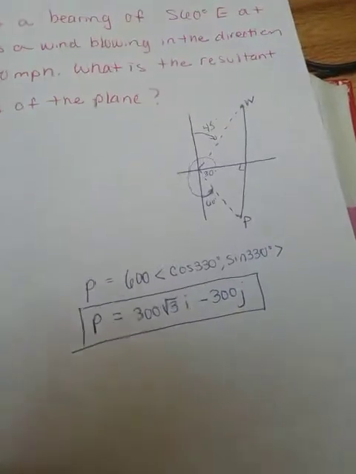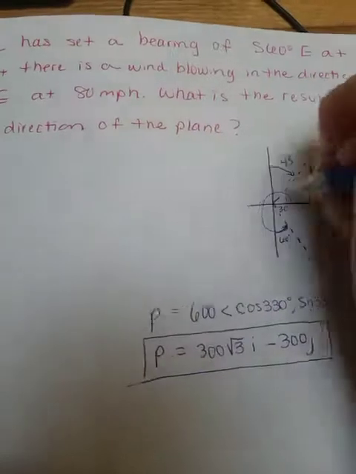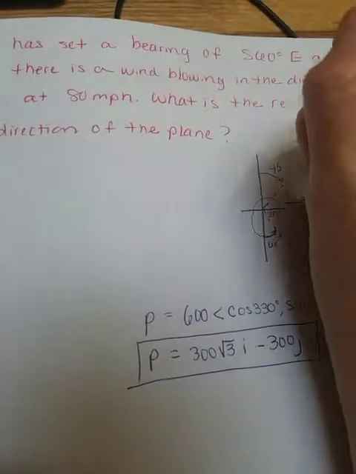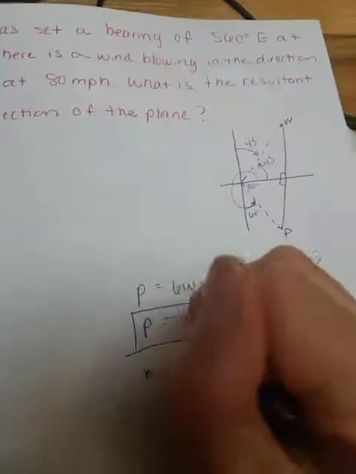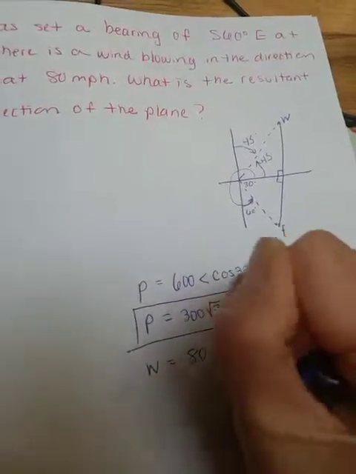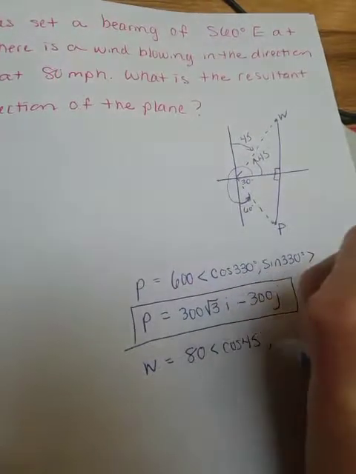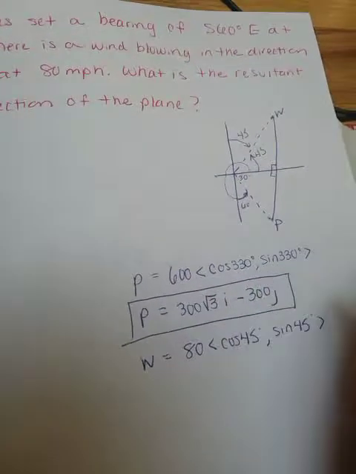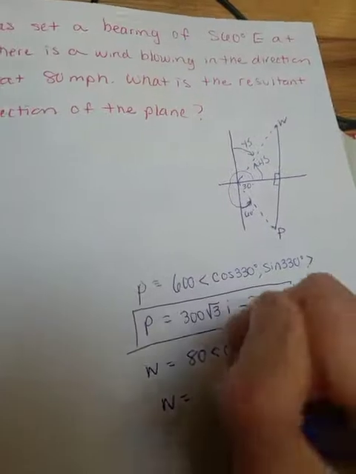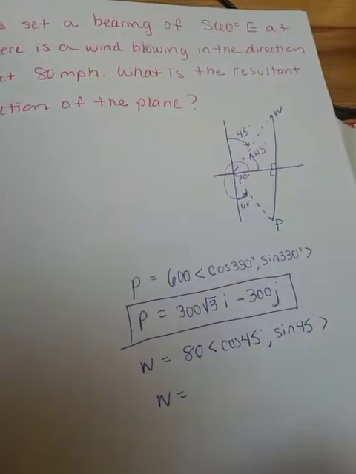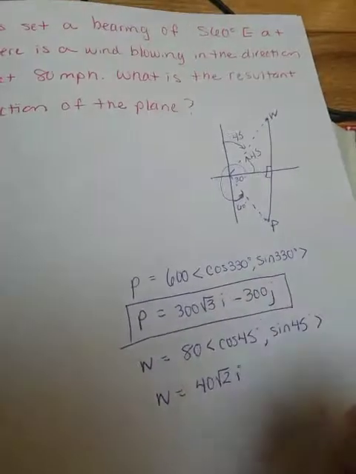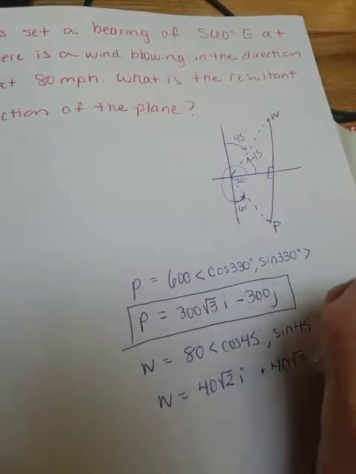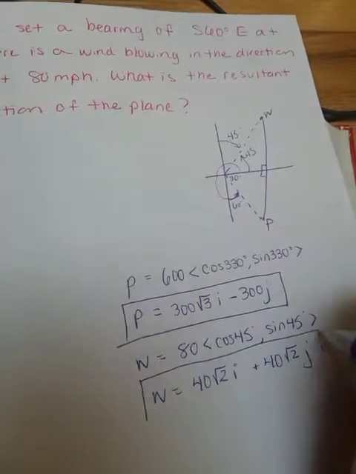Now we need to do the same thing for the wind. It tells us it's blowing at 80 miles an hour, so that's the magnitude of that vector. Again, we need it in standard position. If this is 45, this is going to have to be 45. So for the wind, we have 80 times cosine of 45 degrees, sine of 45 degrees. Bringing i and j into this, 80 distributed in there, we get 40 root 2 i plus 40 root 2 j. So that's my wind vector.